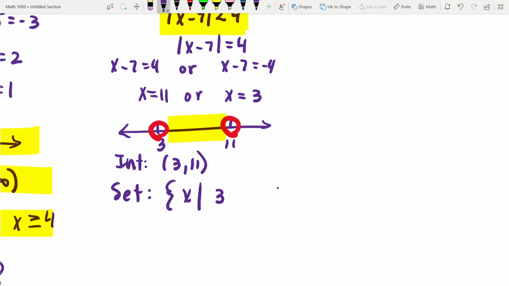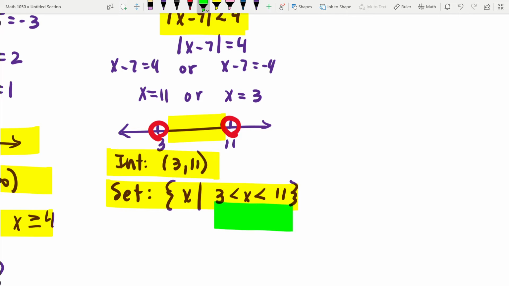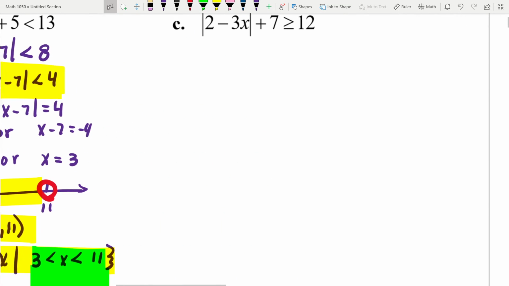Put a 3 on the right, 3 on the left, 11 on the right, x in the center. The arrows always point to the left like that, and there aren't closed circles, so there are no equal signs. And that's your answer. So interval form is this, set notation is this, and if they ask you just inequality, which I've never had them do in the last 3 or so years, you would just put that green part. Okay, this is inequality.